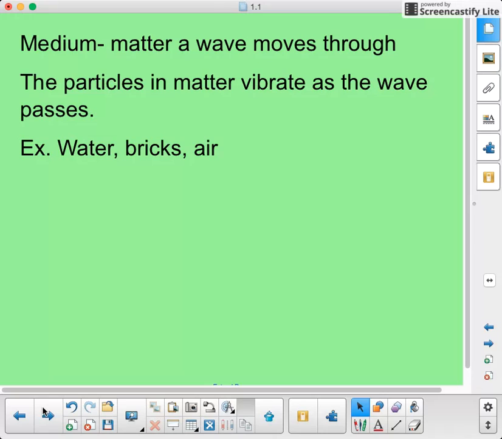You should include some examples in your notes. Water is an example. Obviously, waves travel through water. That's what makes waves on the lake. Bricks, sound can travel through a solid object. That's why when you're in the classroom with the door closed, you can hear things happening in the hallway. And then air is a medium. That's how you can hear my voice talking.